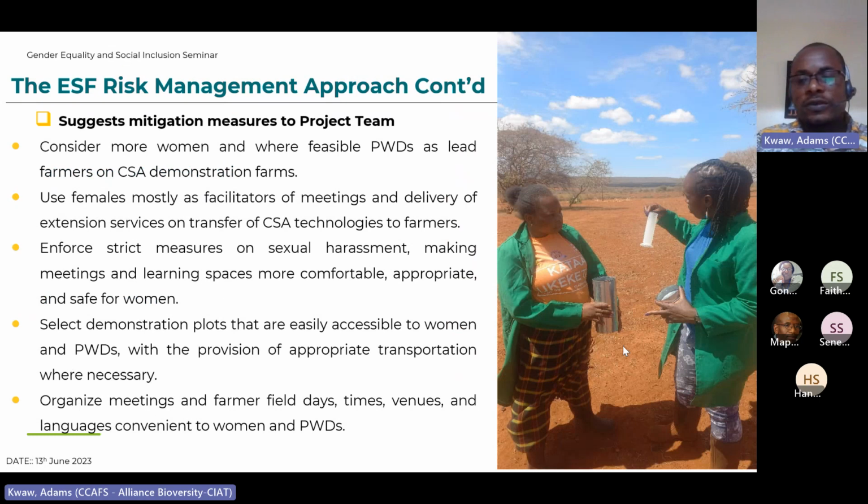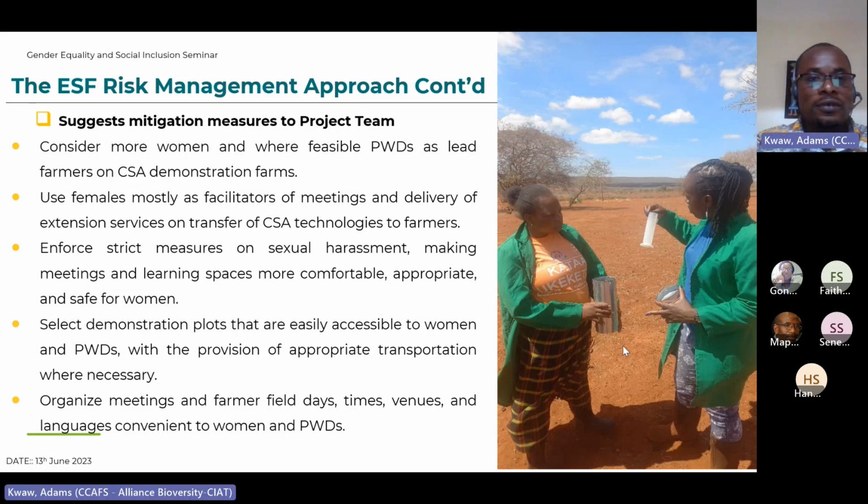So following discussions we held with them, and based on our other reviews, we suggested to AICCRA and the Alliance team measures they will have to take to create more space for women and persons with disabilities to be involved in the project. And key aspects of these measures are what I have listed here.